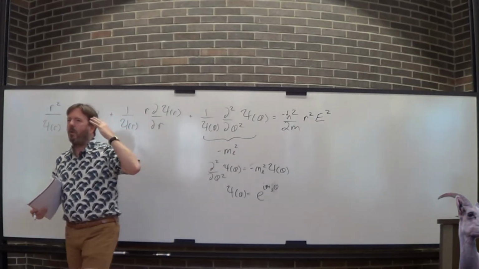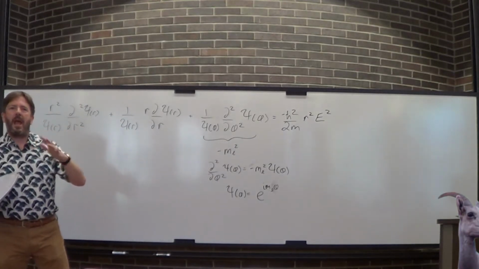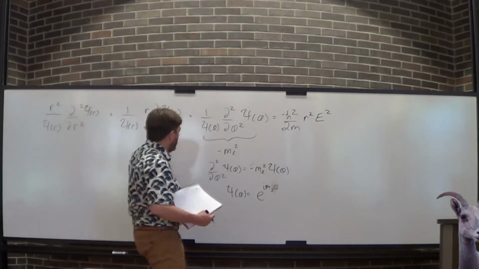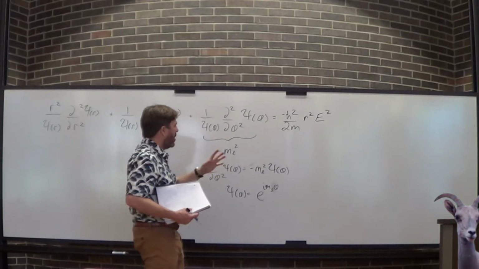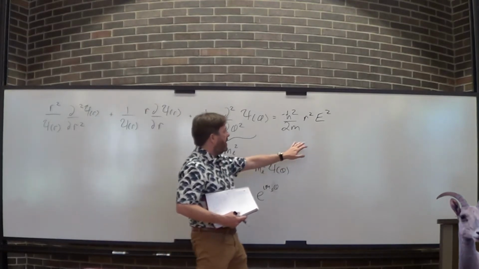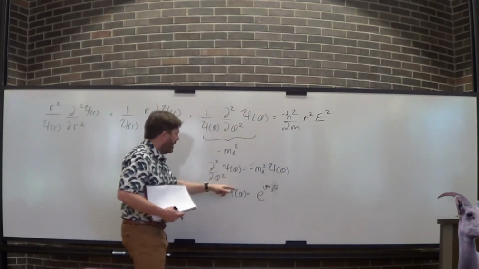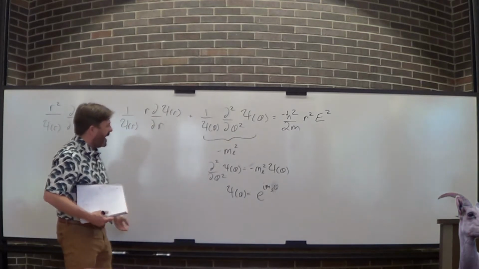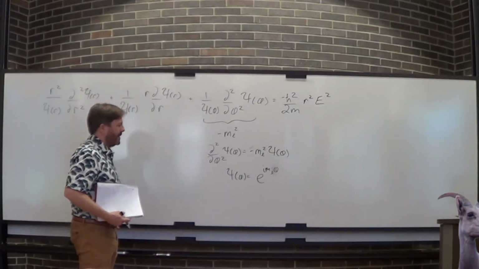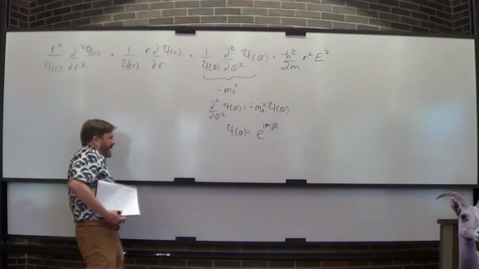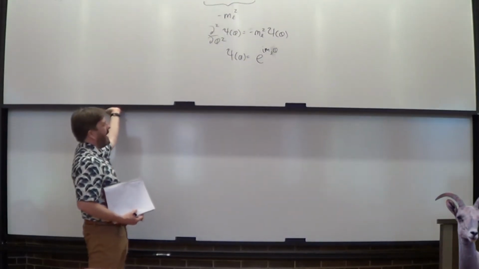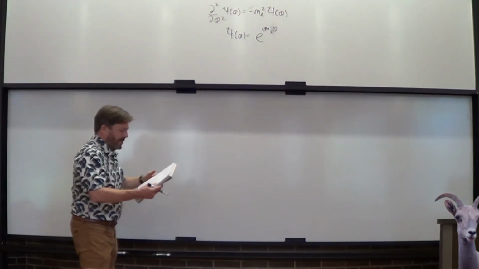I was thinking, oh wait, is that energy in the angle part and the rest of this is energy in the radial part? And the answer is no. All the energy belongs to the radial, and this ends up being kind of funkified. I don't know that I can really explain it that well. I'm going to say it mathematically turns out that way.